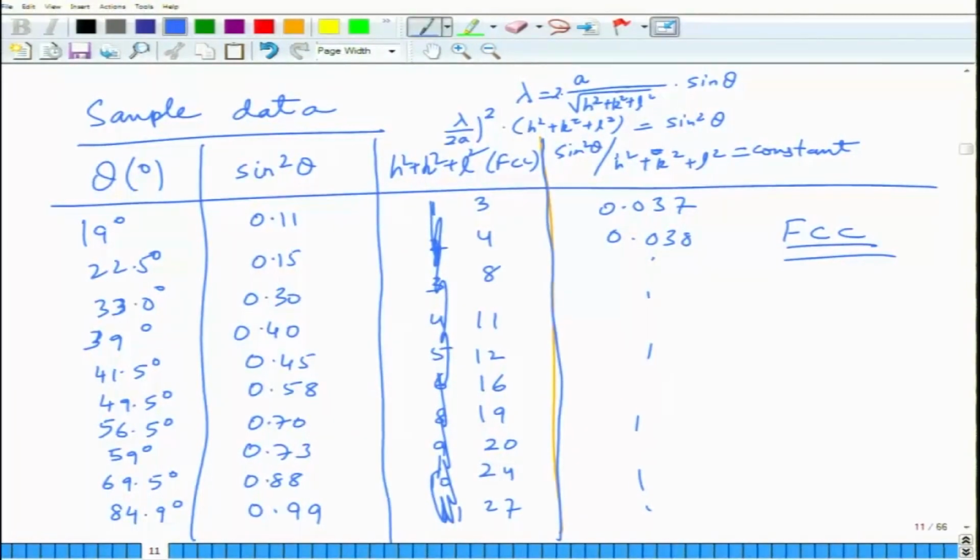Once you know this ratio, if lambda is known, you can also find out what A is. So, individually you can find out A for different peaks and calculate the average A value, the standard deviation and so on and so forth. So, this is a basic method to calculate the lattice parameter and structure of materials.